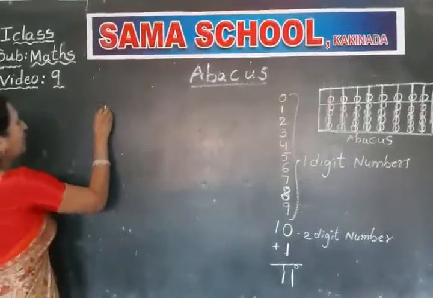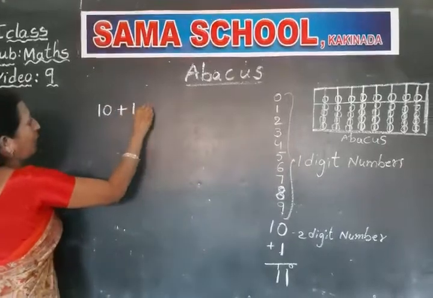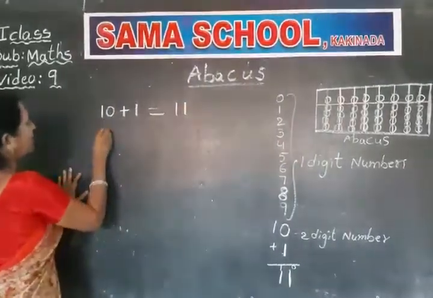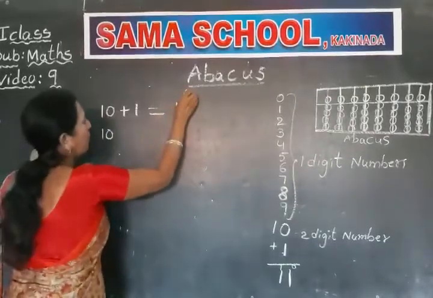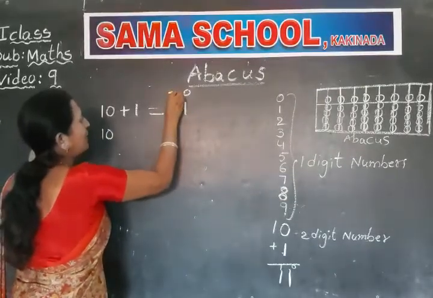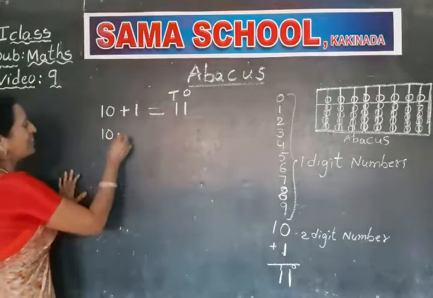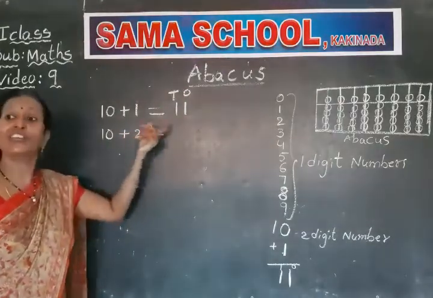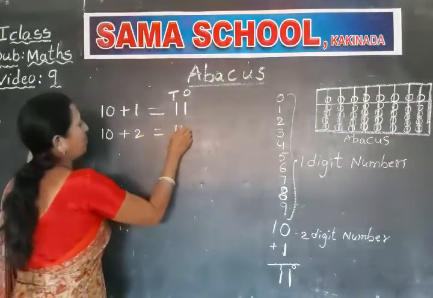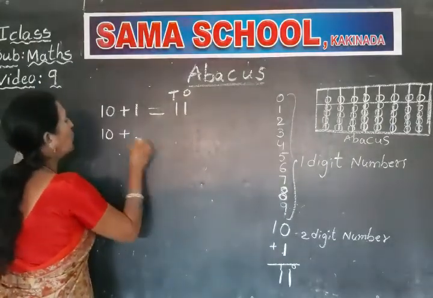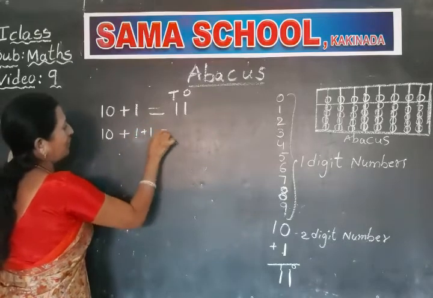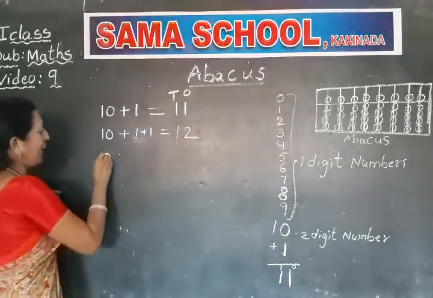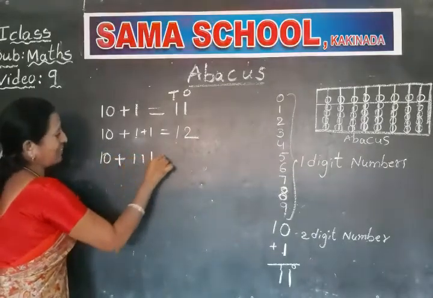Here, 10 plus 1 is 11. Next, this is the ones place and this is the tens place. Now, next, 10 plus 2, how many? 10 plus 2 is 12. Here I will give 2 ones, 1 plus 1, no? Now this is 12. Next, 10 plus 3 ones.